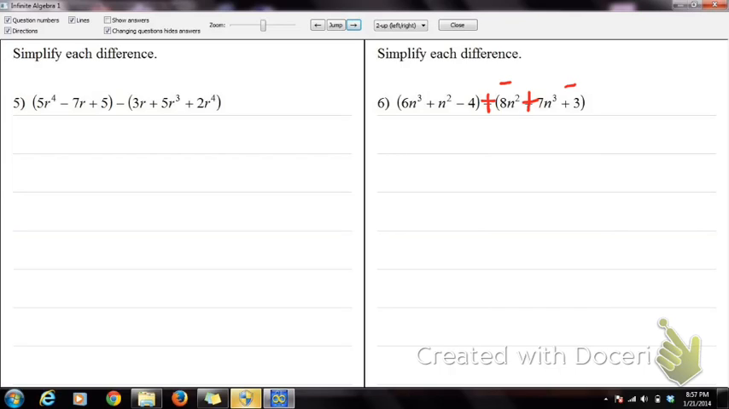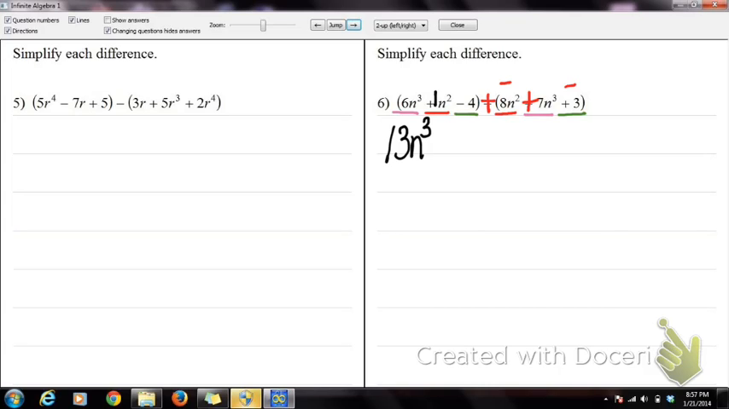Now, to add like terms, we'll underline the positive 6n to the third, the now positive 7n to the third, the n squared, the now negative 8n squared, and the negative 4, and the now negative 3. 6n to the third plus 7n to the third is 6 plus 7, which is 13, and keep the n to the third.